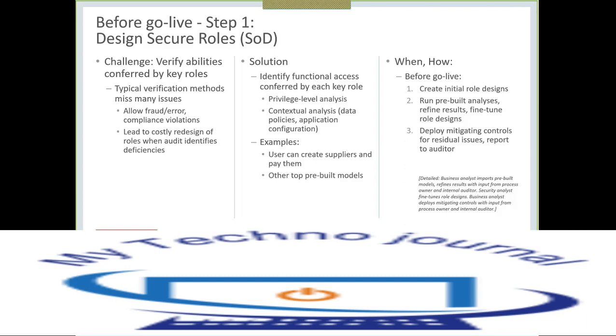And how we do it, at a very high level, is essentially this. You create your initial role design, and this happens in a non-production environment. Then you use Advanced Access Controls' pre-built analysis to refine the results that you see. If there are any separation of duties conflicts, you either remove the conflicts and redesign the role, or you may accept some of those and deploy mitigating controls.